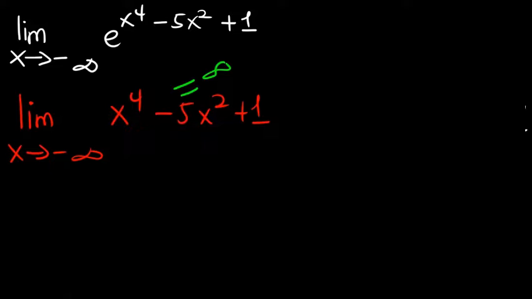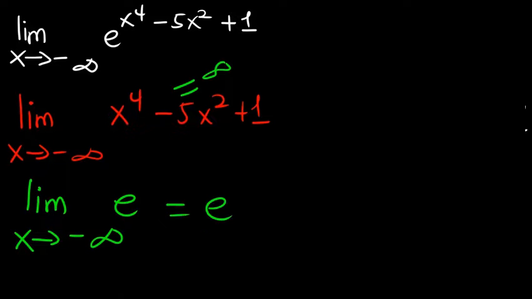For the base, you are going to have the limit as x approaches minus infinity of e, and this will be the same as e, since e is just a constant. So in all, our limit will be equal to e to the power infinity, and you know this will be equal to infinity, from the explanation I gave at the beginning of this video. So that will be the answer for this question also. Let's look at the last example.